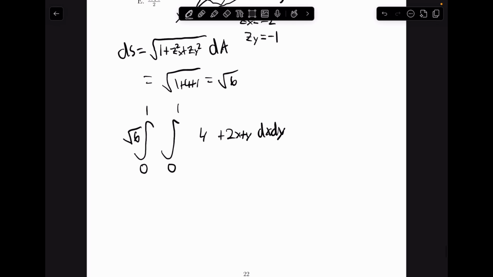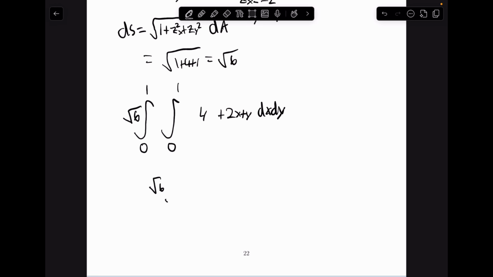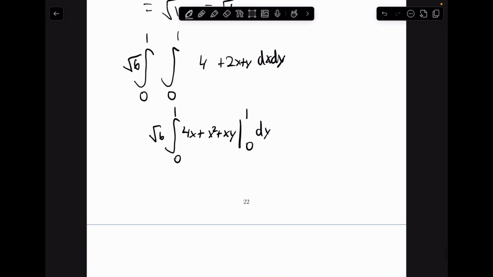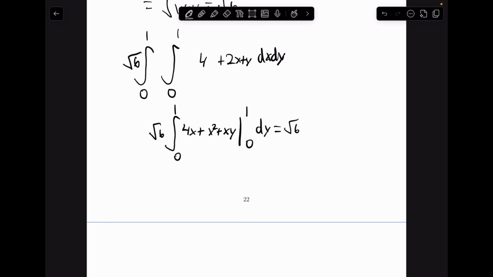All right, so let's go ahead and evaluate this. We're going to get square root 6, keeping the outer integral. First doing dx, it doesn't really matter which one you do first: 4x plus x squared plus xy evaluated from 0 to 1. And still we have the dy. So that's going to be square root 6, integral from 0 to 1 of 4 plus 1 plus y, which is 5 plus y, but we can leave it there. Okay, and then we evaluate this one.